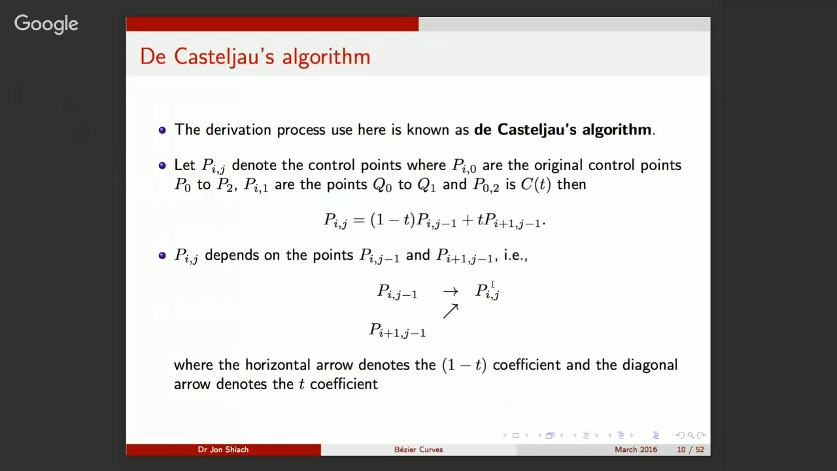Okay, so each point is going to be a combination of 2. This horizontal arrow denotes the 1 minus t coefficient, so we multiply this point by 1 minus t, and the diagonal arrow we multiply by t. Sorry, 1 minus t. So the horizontal arrow denotes the 1 minus t coefficient, the diagonal arrow denotes the t coefficient. Okay, that looks quite complicated. It's like with many things, as soon as we start to have a look at an example, it gets a bit clearer.